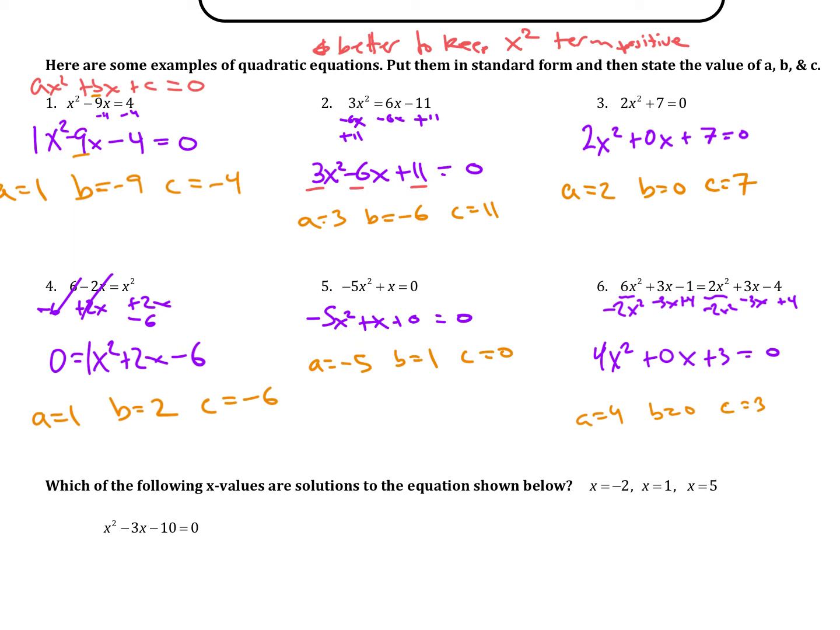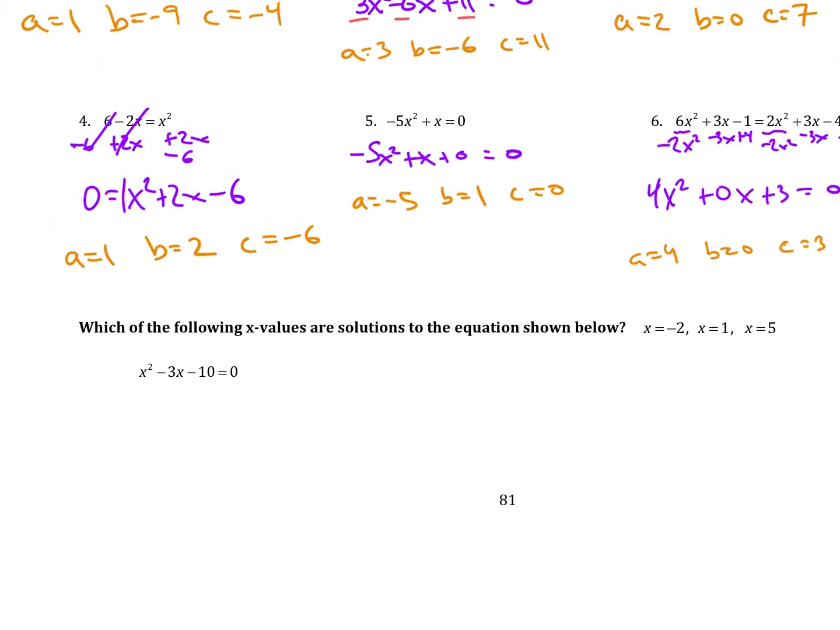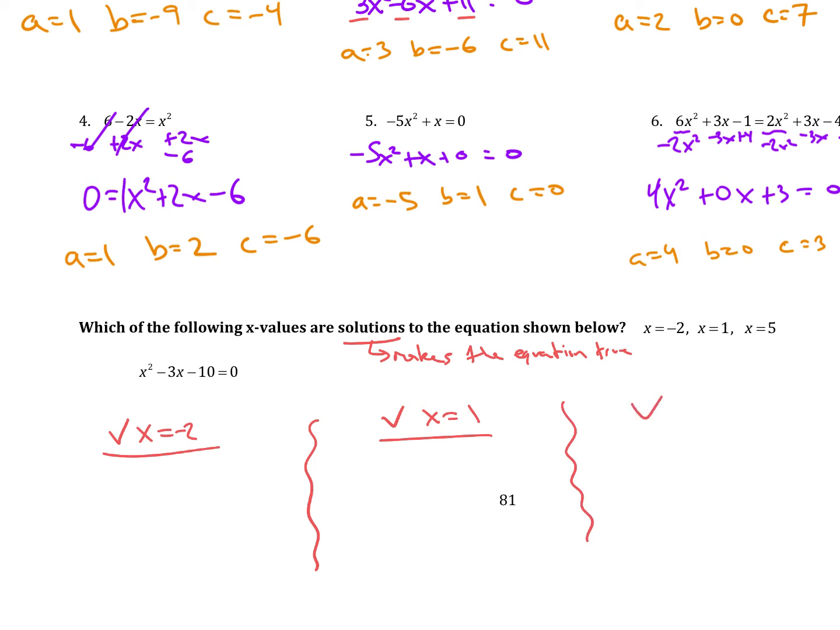All right, let's take a look at the bottom of the page here. So we've got this equation, x squared minus 3x minus 10 equals 0. And the question says, which of the following x values are solutions to the equation shown below? Well, we know an x value is a solution if it makes the equation true. So really, I'm just checking my answer. Let's do 3 different ones. We're going to check x equals negative 2, x equals 1, and then x equals 5.